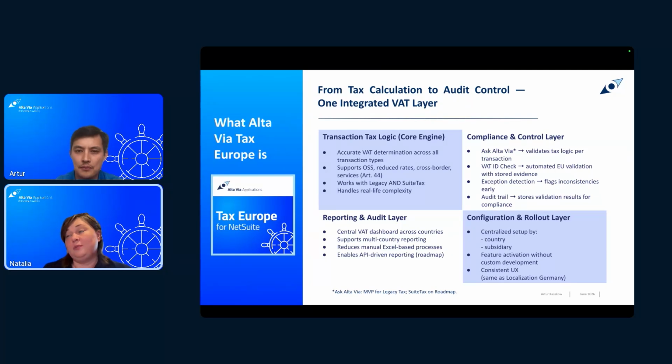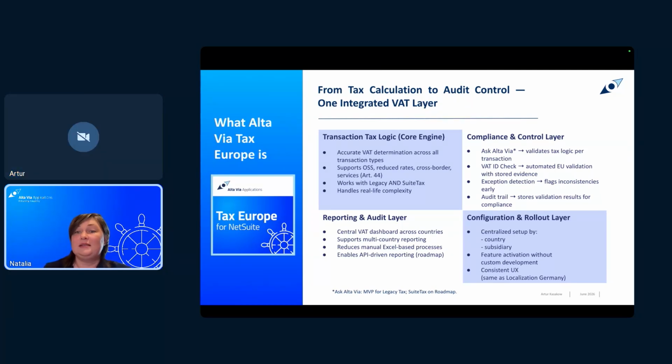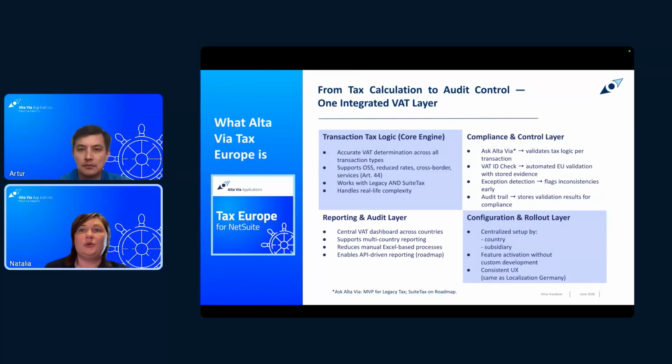Another layer, which is very important for a lot of us here, is the compliance and control layer. One part of it is Ask Alta Via. It's our engine which validates tax logic per transaction. I will show you a short demo a bit later today. Also important is the VAT ID check. We have automated European validation, and we store evidence on customer and vendor records, so you can have an audit trail and present it to your tax authorities.